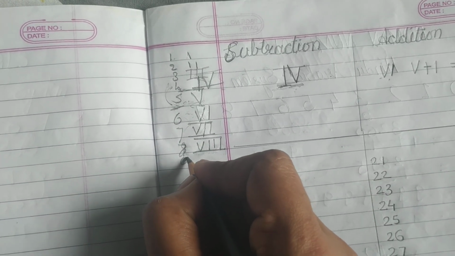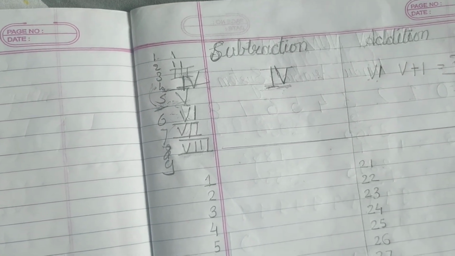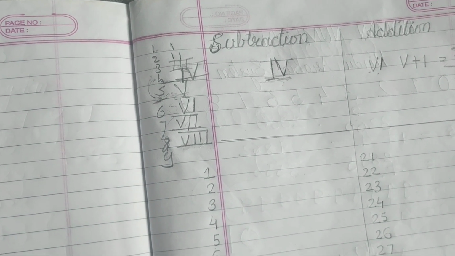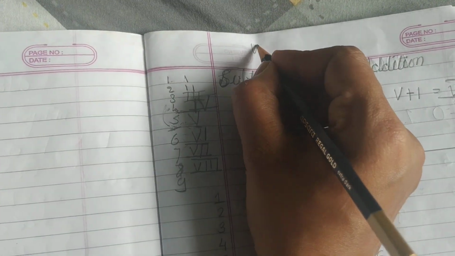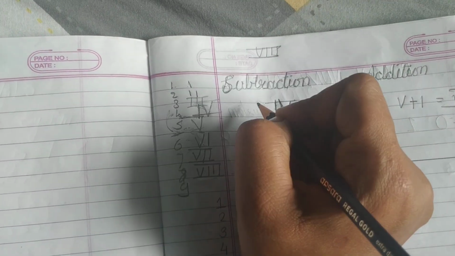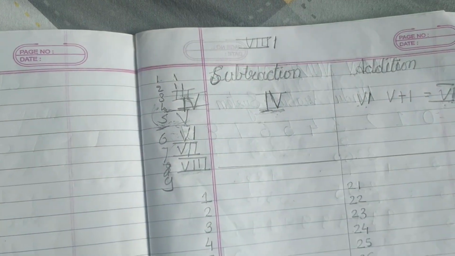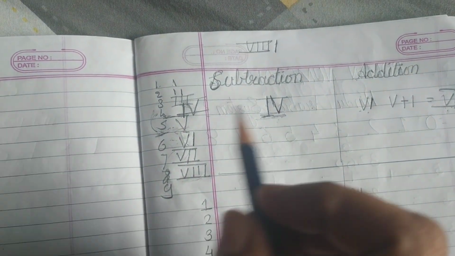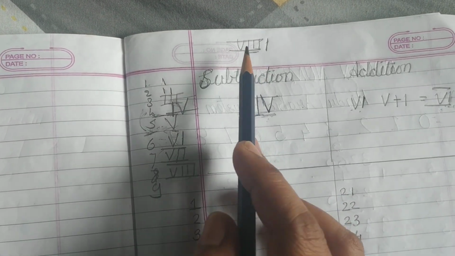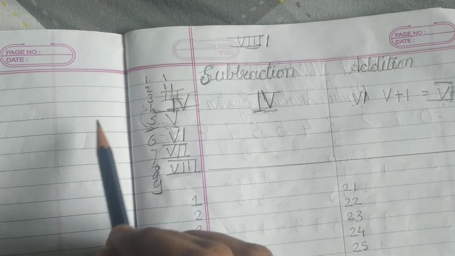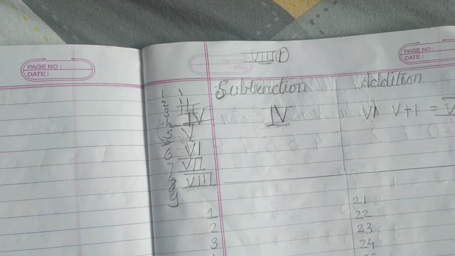Now how should I write number 9? Because I cannot write like this. Suppose 8 is like this, V, I, I, I, this is the 8. But I cannot write 9 like this. Why? Because we cannot repeat these symbols more than 3 times, and 3 times already we have used I, I, I. So we cannot use this 4th time.